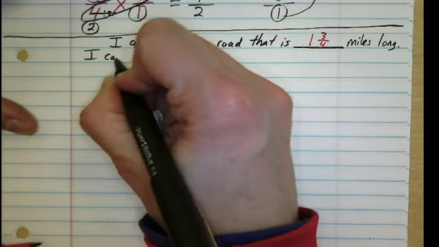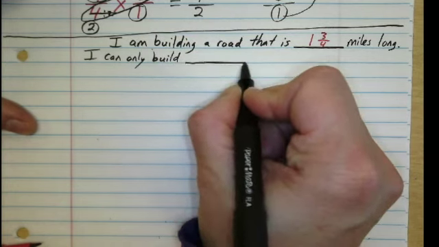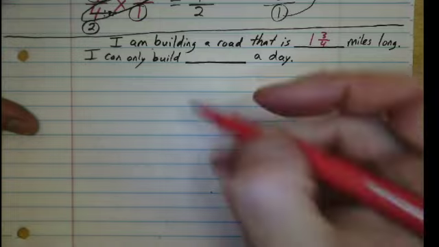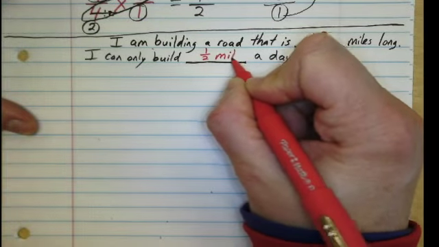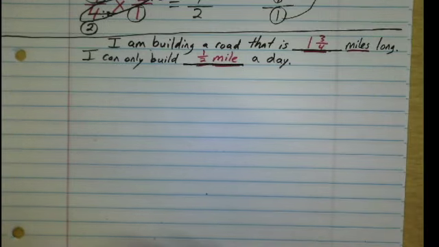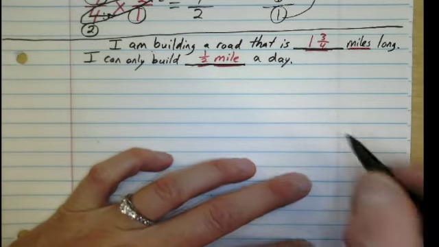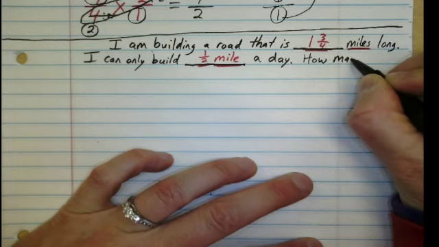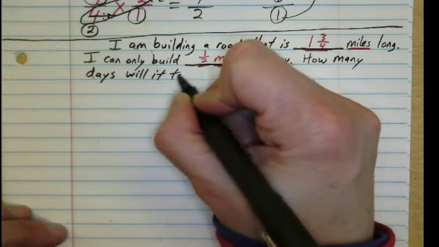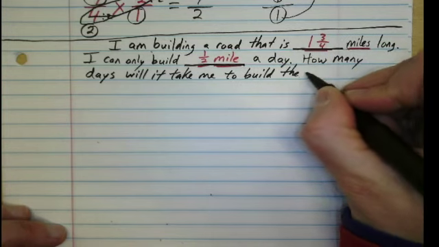I can only build a certain part a day or each day, and that part is the 1/2 mile a day. I had 1 3/4 miles, and I've got the half mile. So there's my total, and there's my part. So what does my question need to ask? It needs to ask how many half miles are in the total, so that I could actually say, how many days will it take me to build the road?